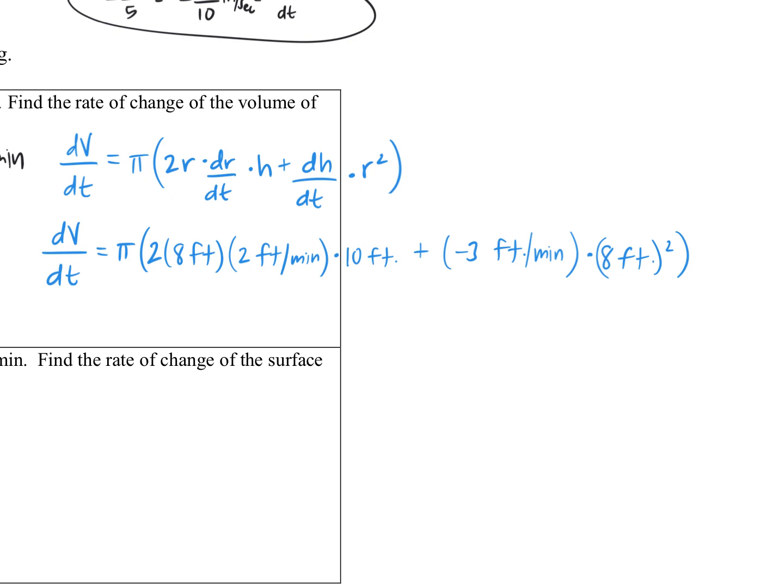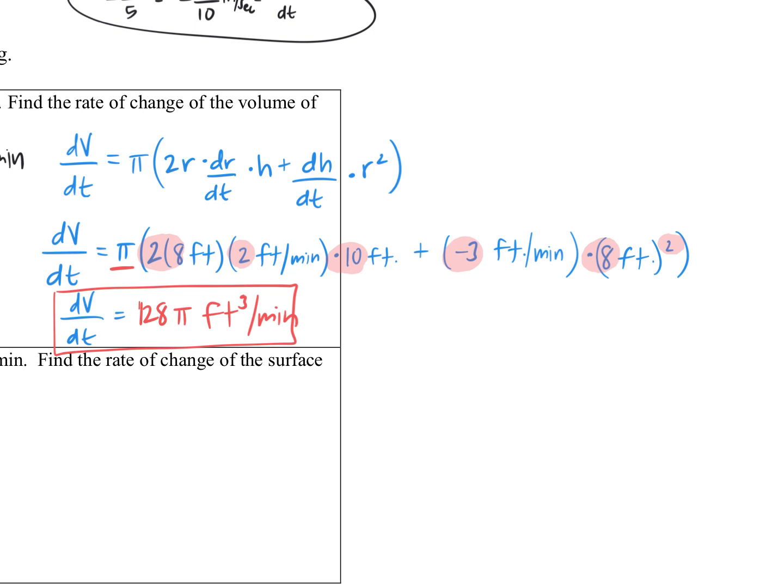If I plug in everything on the right-hand side of this equation into my calculator except for the pi, so 2 times 8 times 2 times 10 plus negative 3 times 8 squared, you should get 128 pi, because we can't forget the pi, feet cubed per minute.